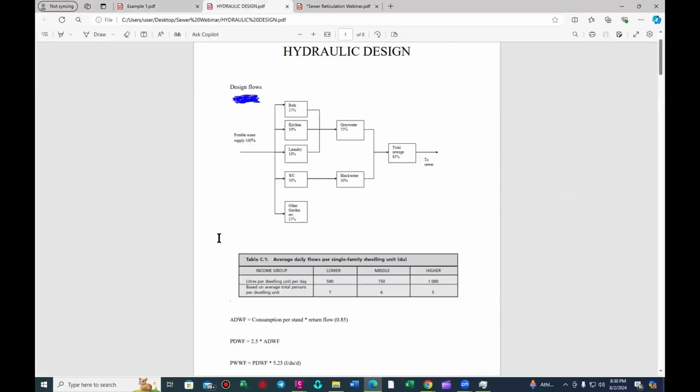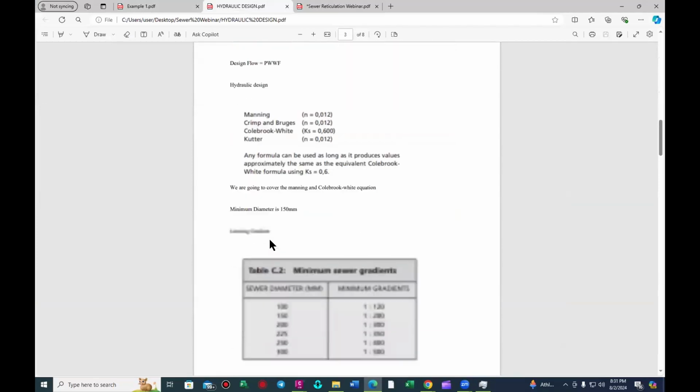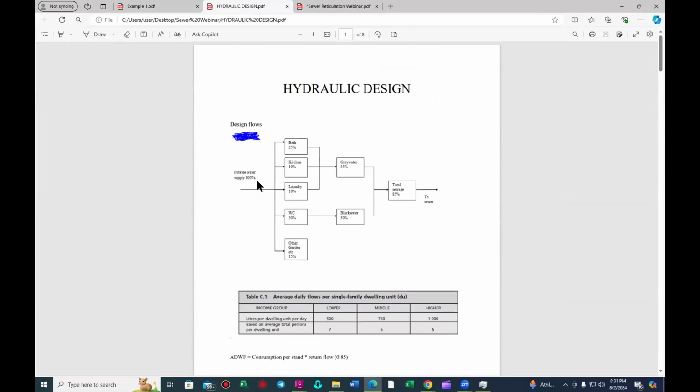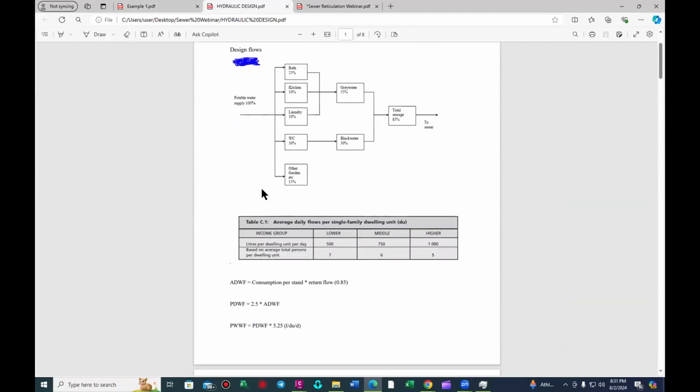Hydraulic design. Whenever we're doing a hydraulic design, we have to understand that whenever potable water comes into your house, 85% of the water that comes into your household is going to be generated as sewage. What I mean is that, hypothetically speaking, if there are 100 liters coming into your household, 85 liters of that water is going to go back into the system as sewage.